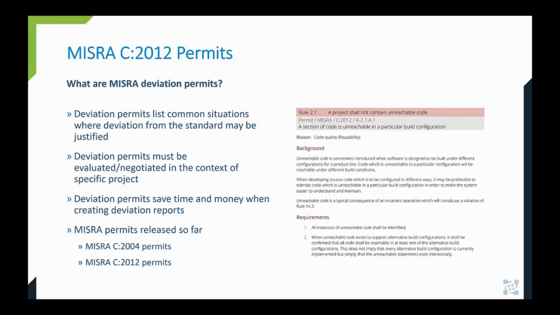MISRA permits provide a lot of information regarding deviation reason, background, and requirements. This predefined information greatly simplifies creating deviation reports and saves a lot of time and money in the compliance process. Users can of course create their own permits, and in many projects we've seen MISRA permits used as golden patterns for creating local deviation permits.